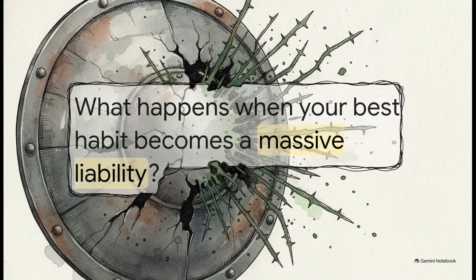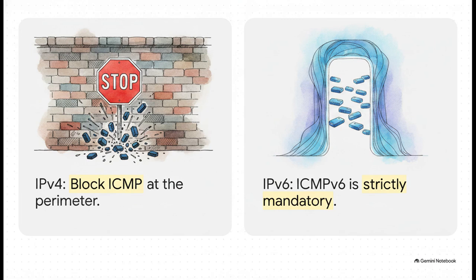So, I want you to think about this for a second. What happens when your absolute best security habit suddenly becomes your biggest network liability? If you've been securing networks for years or even decades, you've got muscle memory, right? You've built these baseline best practices that just work, keeping the bad guys out. But technology shifts. And sometimes the exact instincts that make you a stellar network defender can actually introduce catastrophic risks. Today, we're challenging a really deeply ingrained assumption about network security, and it all comes down to how we handle control messages. Okay, let's dive into this.